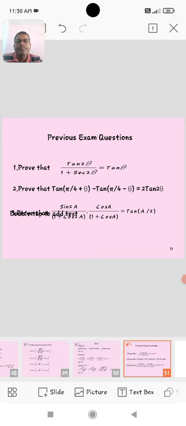Okay. These formulas are available in the multiple and submultiple angle chapter. In the next class we will discuss the continuation of the multiple and submultiple angle problems. Okay, thank you very much.